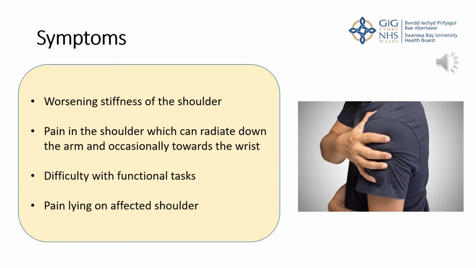The most common symptom of frozen shoulder is pain and worsening stiffness of the shoulder, often for no apparent reason. The pain can radiate down the arm, and patients can present with difficulty performing functional tasks and pain lying on the affected shoulder.